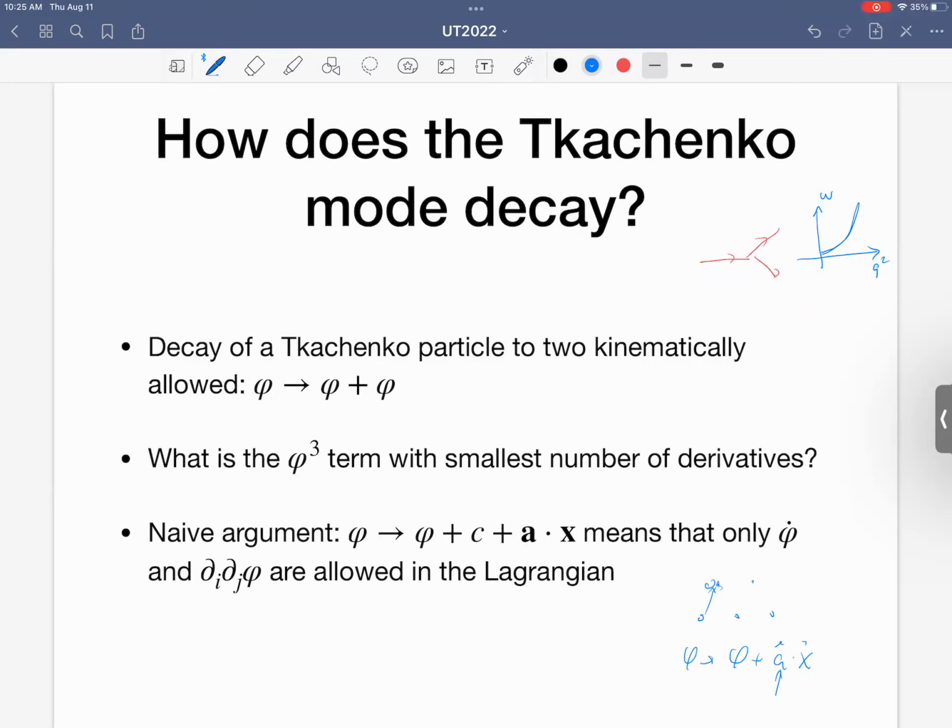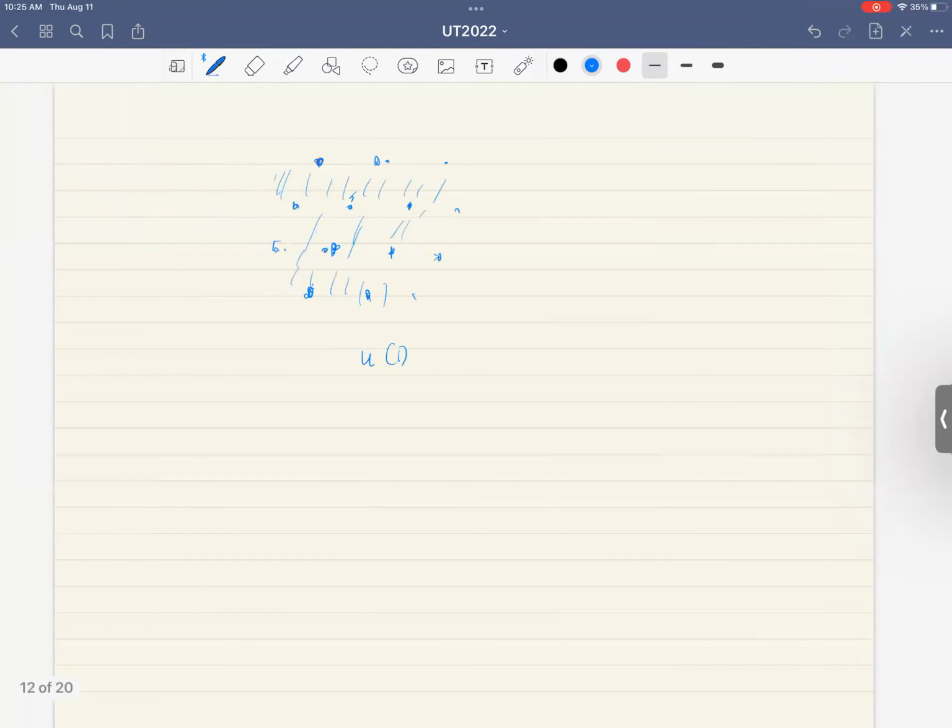Can you please put back the original Lagrangian with u?